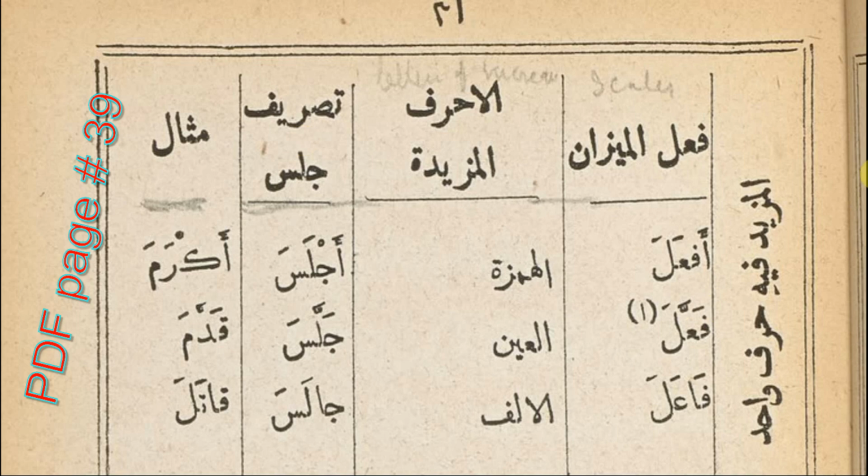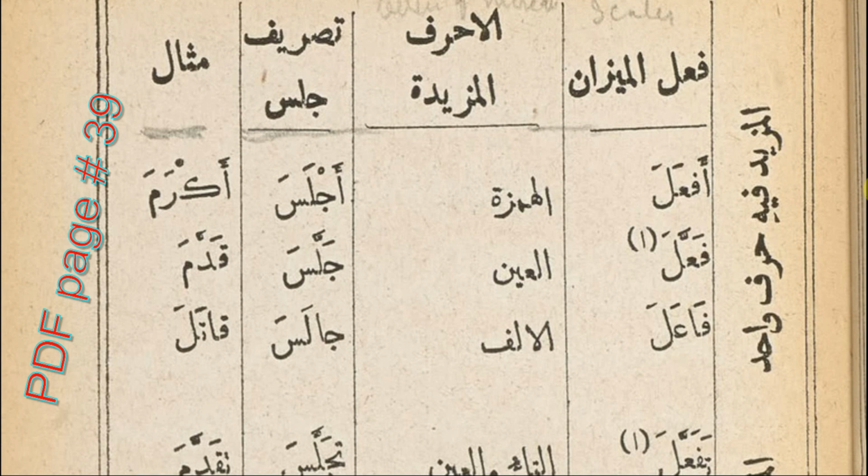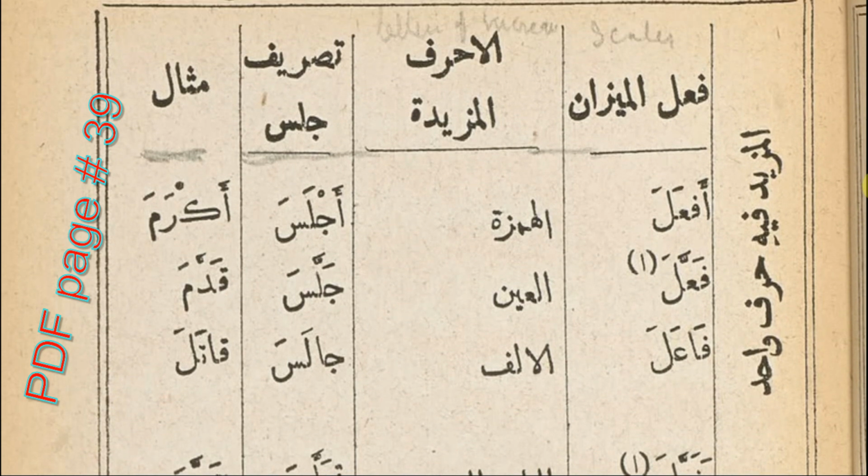So the first table here shows the scale that is used in Arabic with verbs. The three-letter root can have one letter added to it, and this is how it would look. The scale here is the أفعل فعل فاعل. So here it tells you what was added, the letter that was added. Then here you have an example for the word جلس, and here you have an example of another verb.